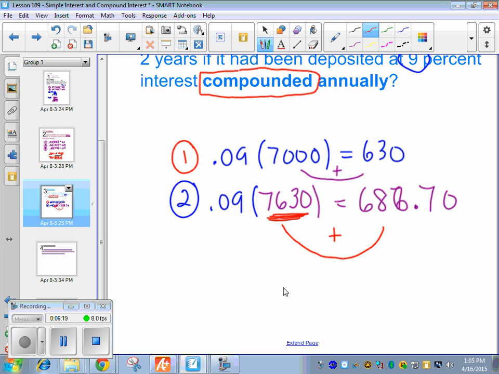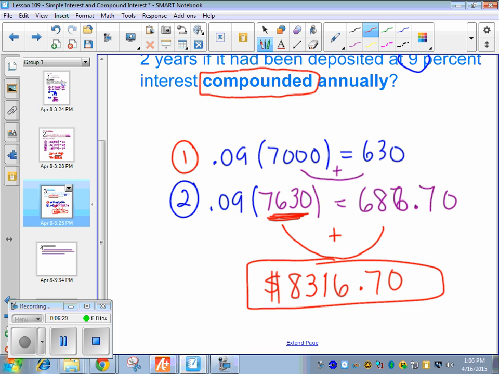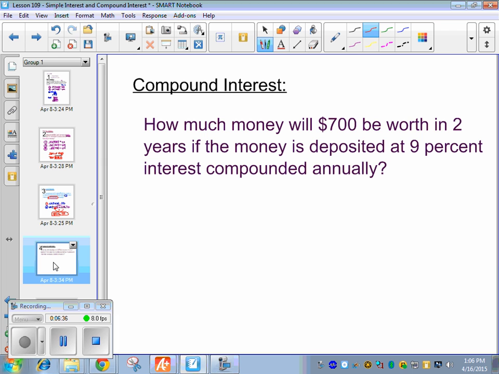And Hanzo, what'd you get? You concur? You guys concur? We got that? All right, so there's our amount after 2 years. Hopefully. All right, compound interest.